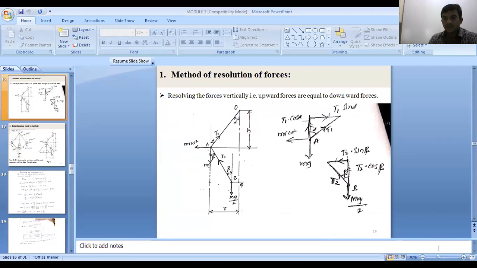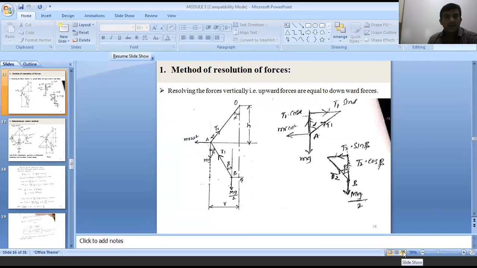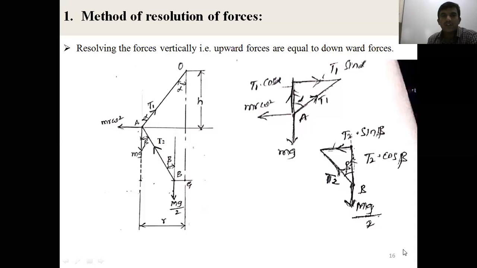Yeah, we were in this slide, methods of resolution of forces. Now this slide is visible. Please give me a response. Yes, sir. My voice is audible. Okay, thank you, ma'am.